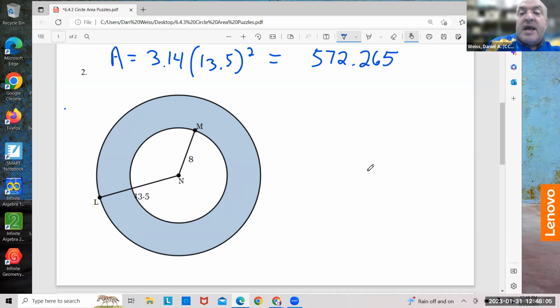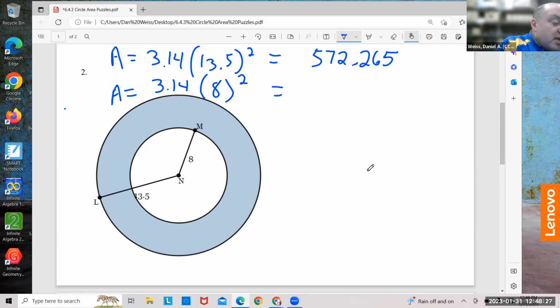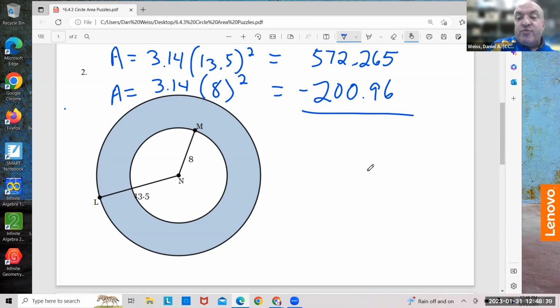Now I'm going to subtract the area of the white circle. The area of the white circle is 3.14 times 8 squared. 8 squared is 64. So what's 3.14 times 64? That equals 200.96. So I'm going to take 572.265 and subtract 200.96.